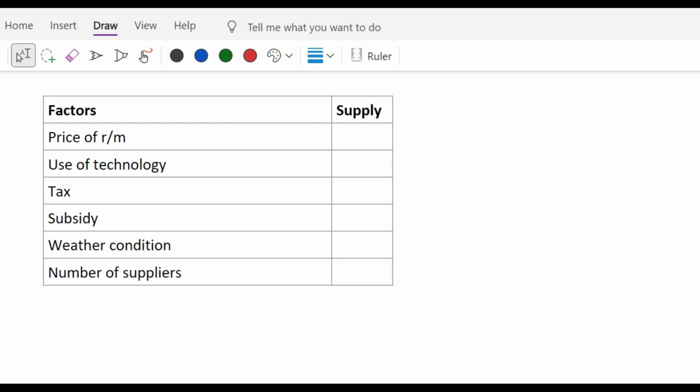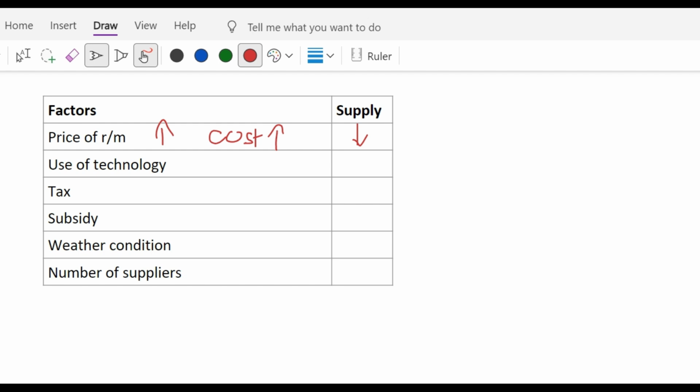So first one, price of raw materials. Let's say I'm producing chocolates and the raw material for me would be cocoa. If the price of cocoa increase, that means producing chocolates is expensive. So my cost will increase. Now producing chocolates is costly, so I would supply less because it's expensive to supply.